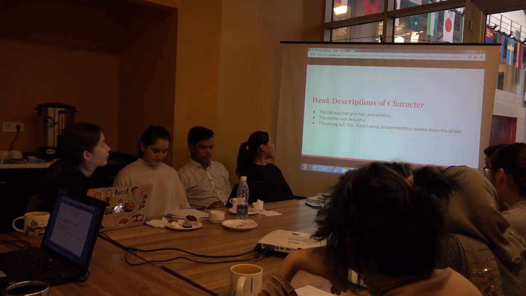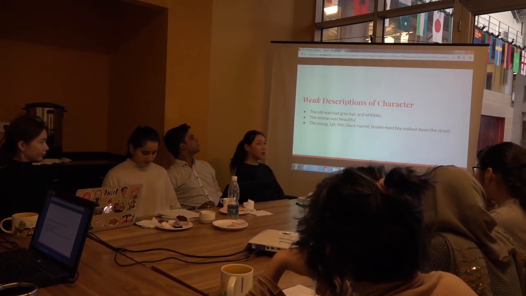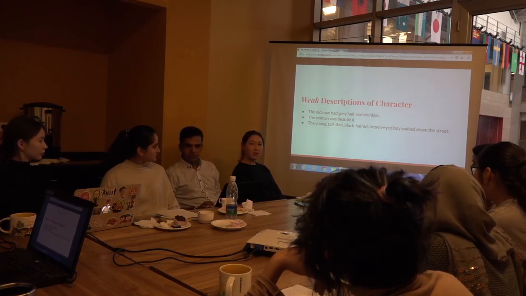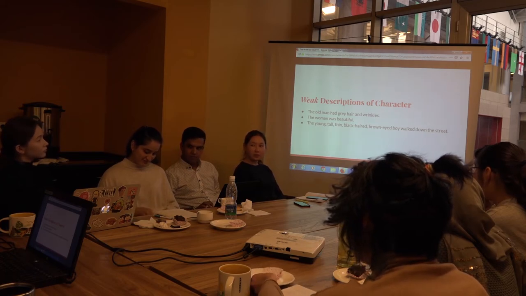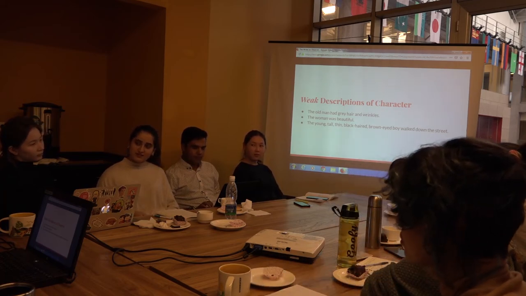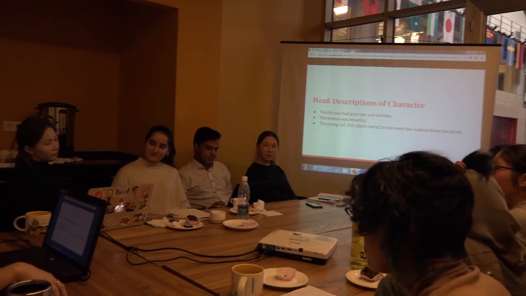For instance, in the second one, the woman was beautiful, and it doesn't say what makes her beautiful. Right. So first of all, this word "beautiful" is very subjective and very broad, right? So we could be a lot more specific. Another thing that I would add is, I think a lot of writers just describe female characters in terms of their beauty or their appearance. I think that there's a lot more that can be said of any character, including female characters. Any other things that you guys want to add?